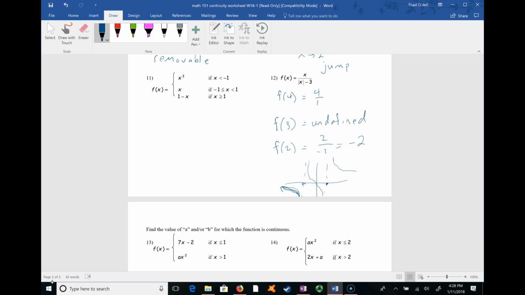So when I plug in 3 or negative 3, it makes me divide by 0. So in the end, my discontinuities would be x equals 3 and x equals negative 3. And the reason is because f of 3 and f of negative 3 do not exist. And those are called asymptotes, both of them.